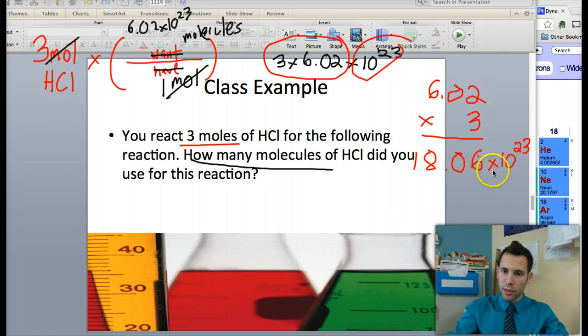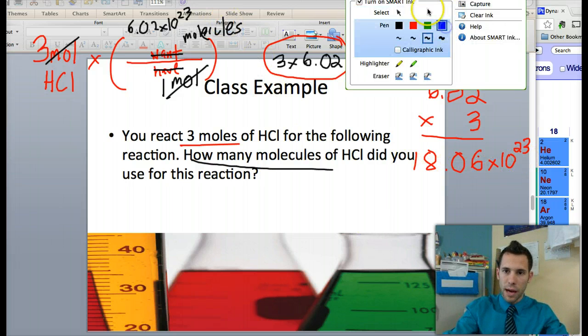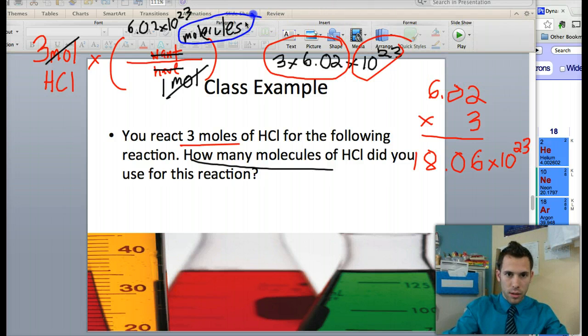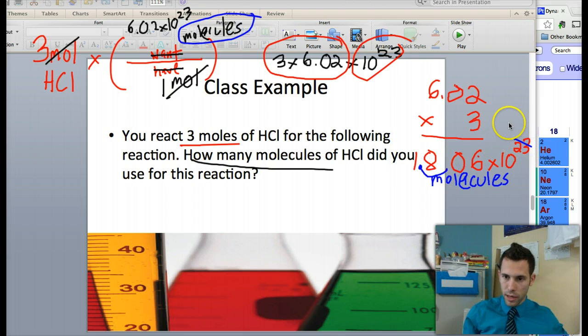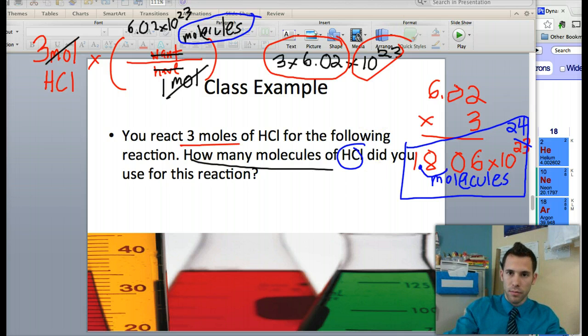So we end up with 18.06 times 10 to the 23rd, and the only thing we have left are molecules, because the moles cancel out. So I end up with 18.06 times 10 to the 23rd molecules. Unfortunately, that is not the completely correct answer, because in scientific notation, you can only have 1 number in front of the decimal. So I'm going to take this decimal, move it 1 place to the left, and subsequently change this 23 into a 24. The answer is 1.806 times 10 to the 24th molecules of hydrochloric acid, or HCl, the acid in your stomach.